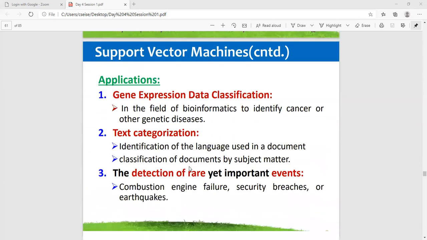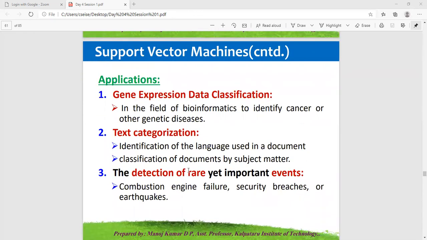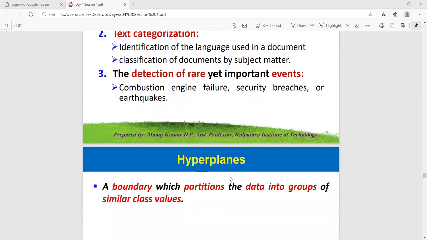Now come to the applications where they are used: classification, numeric prediction, and pattern recognition. First is classification, in the field of bioinformatics to identify cancer. Next, text categorization, used in document classification. Then detection of rare events, like security breaches, earthquakes, everything.